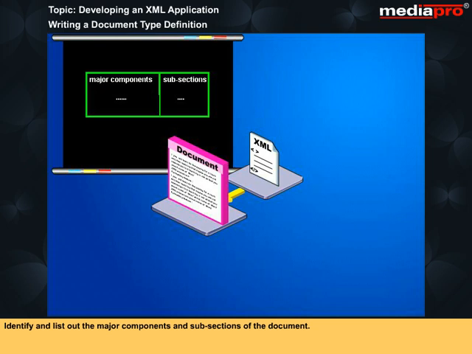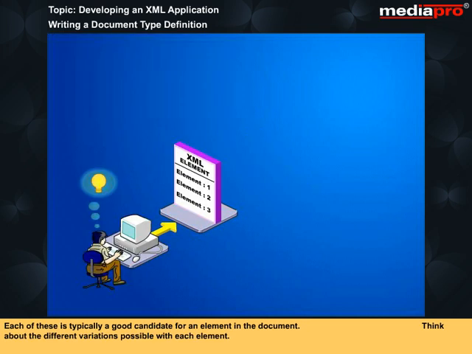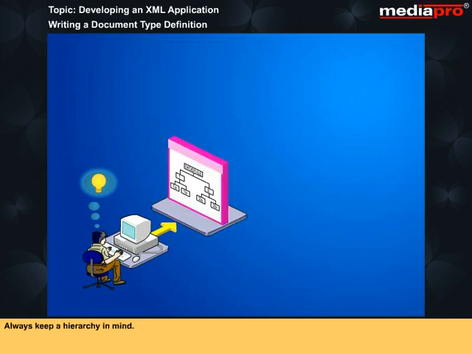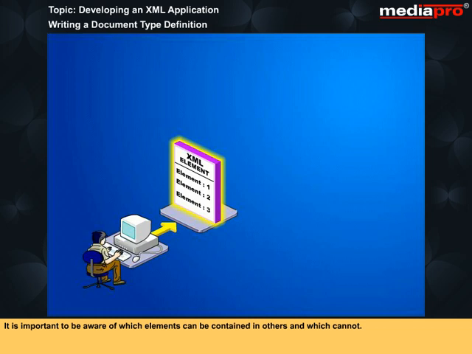Identify and list out the major components and subsections of the document. Each of these is typically a good candidate for an element in the document. Think about the different variations possible with each element. This helps you to identify possible attributes for the elements. Always keep a hierarchy in mind. This is important to be aware of which elements can be contained in others and which cannot.